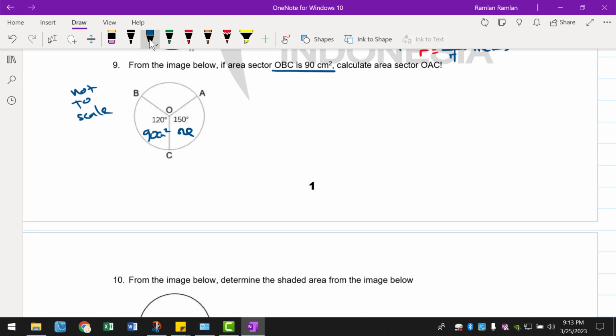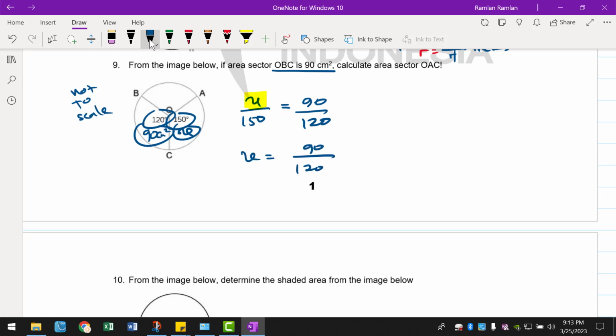So this big X. We can actually use the ratio concept here. So you can just write down, okay, X over 150, this one over this one, equals this one over this one, which is 90 over 120. As easy as that, guys. Because we want to find the x here, we need to get rid of this 150. So by multiplying both sides by 150, you'll get x equals 90 over 120 times 150.